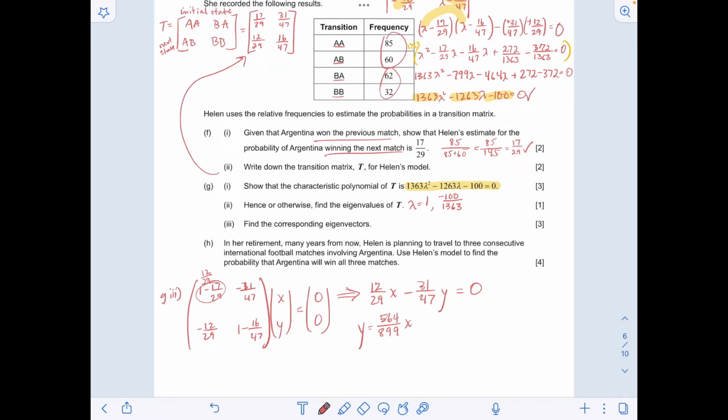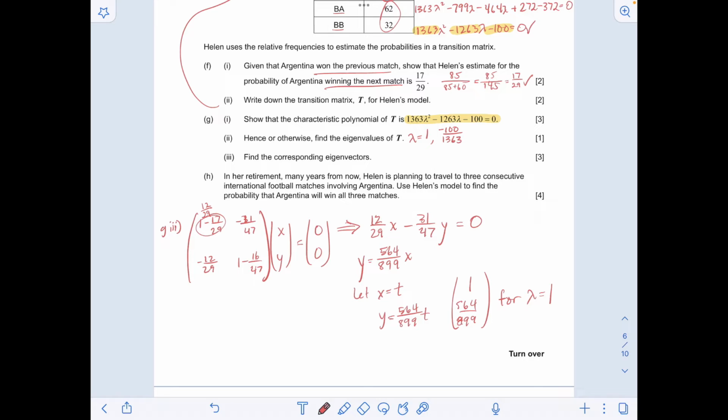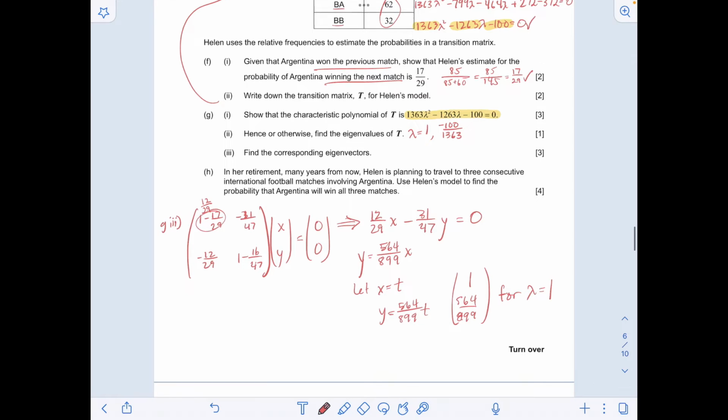Here, to find the eigenvector, I'm going to let x equal some value t. So then y would equal 564 over 899 t. And so, for instance, if t equals 1, then that would be the horizontal component, and 564 over 899 would be the vertical component. So this is the vector for lambda equals 1. I need to do the same thing for lambda equals negative 100 over 1363.